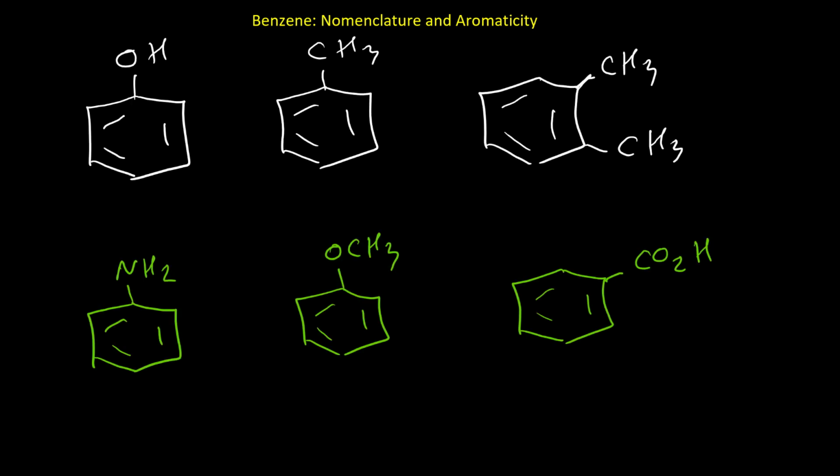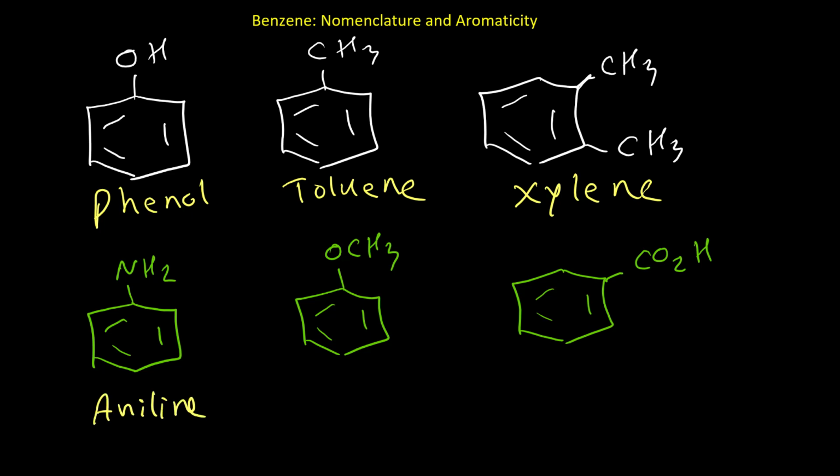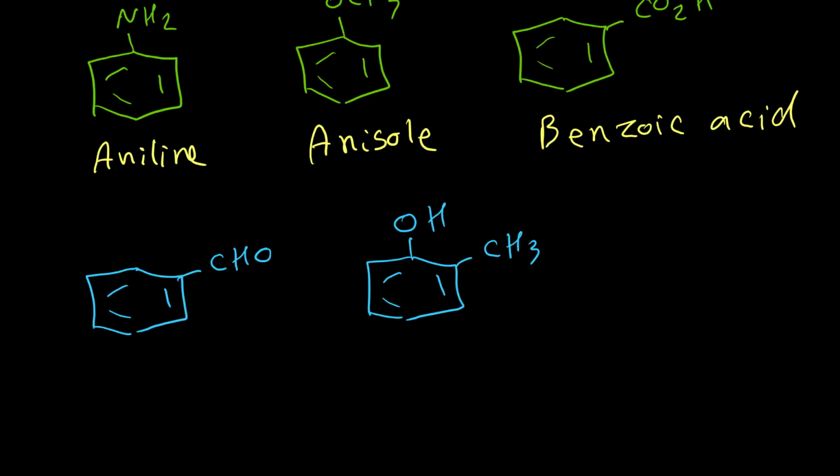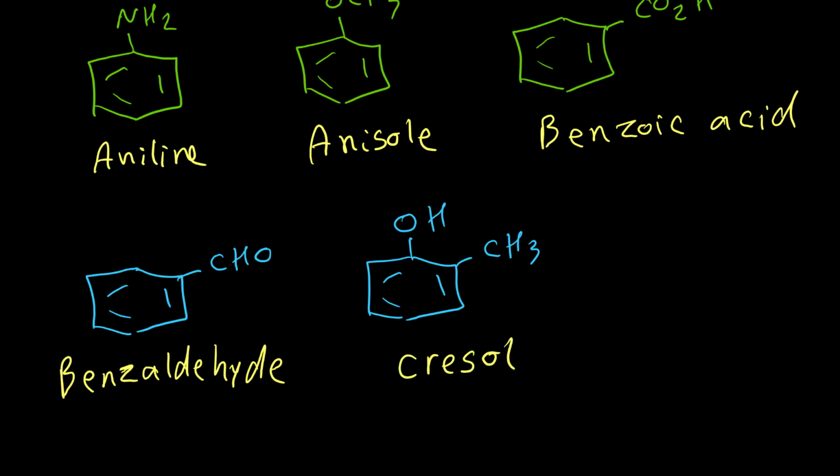The first compound is phenol. The second one is toluene. When we have two methyl groups on a benzene ring, regardless of their positions, we call it xylene. This is aniline. This is anisole, benzoic acid. This is benzaldehyde. And the last one is cresol. So we need to memorize these names and use them for nomenclature of aromatic compounds.